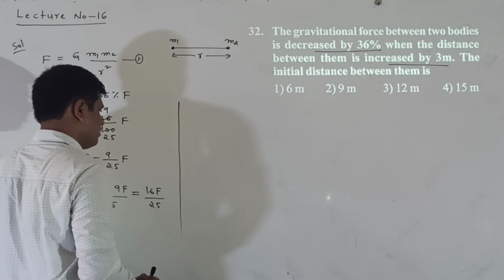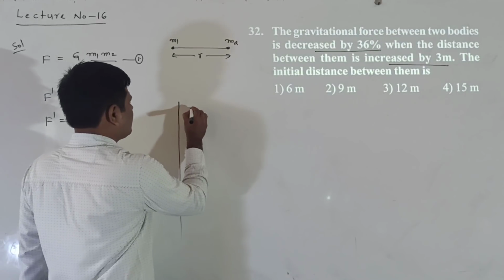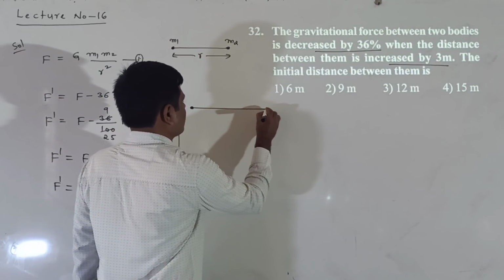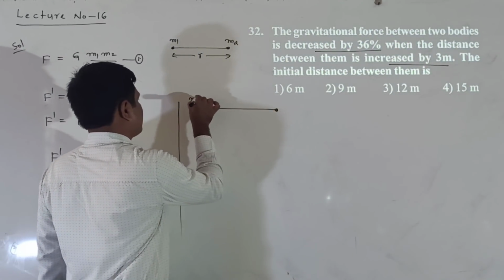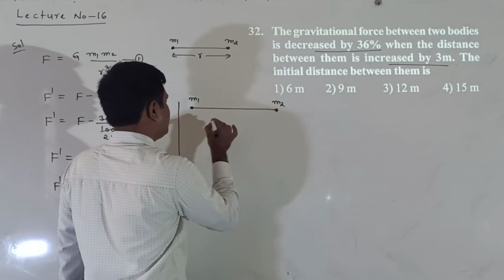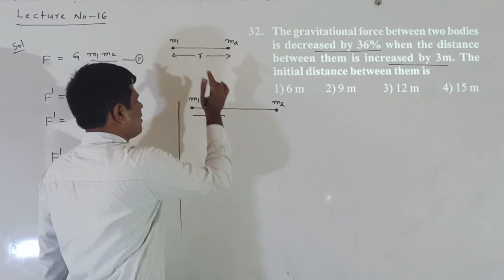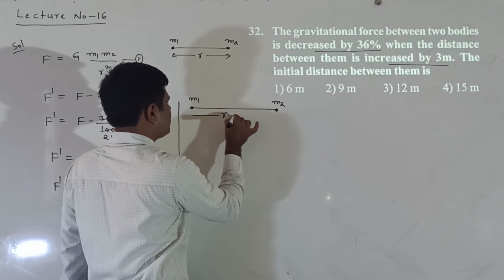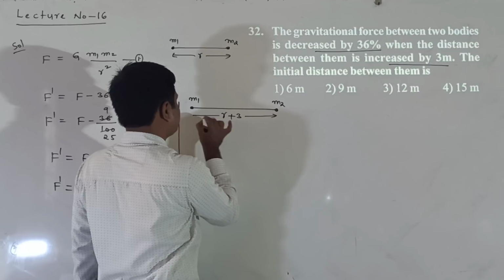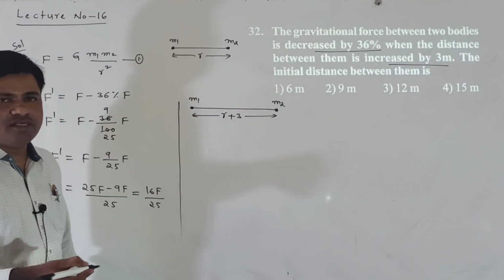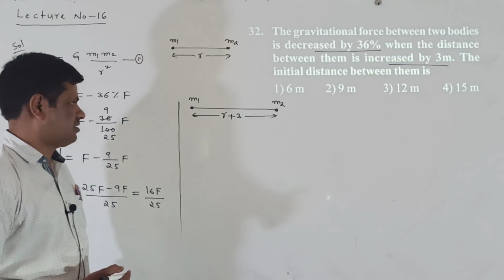Now here the masses are the same. The distance between them is increased by 3 meters. Initially it is r; 3 meters increase means the distance becomes r plus 3. Increasing means adding: r plus 3.